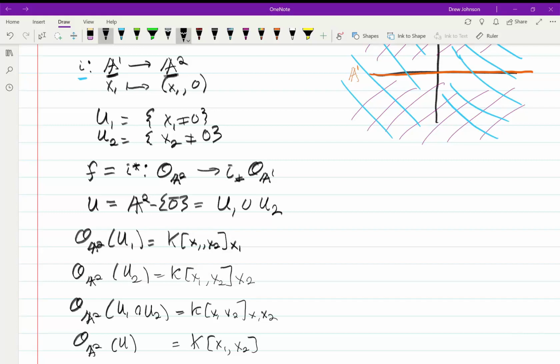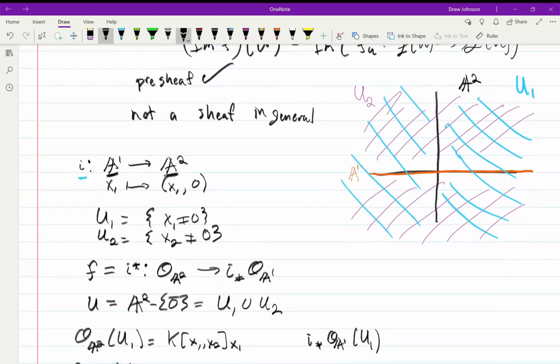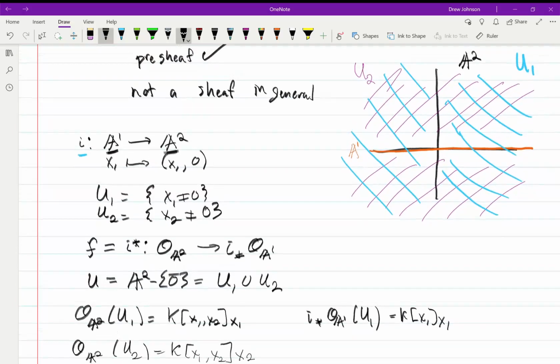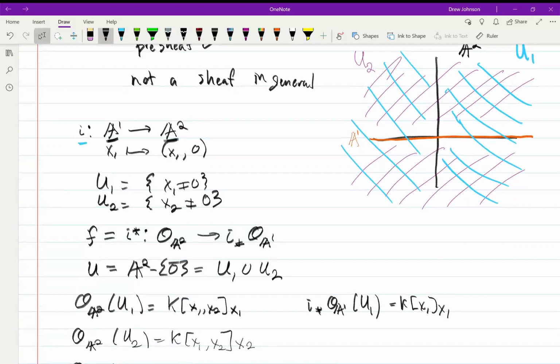All right, let's look at the pushforward sheaves now. So let's look at this on U1. Let's look at U1 right here. We're kind of restricting this down to this A1 here. So that's just going to be k[x1] localized at x1. Or sorry, what I meant to say is it's the rational functions that are well defined away from the origin.